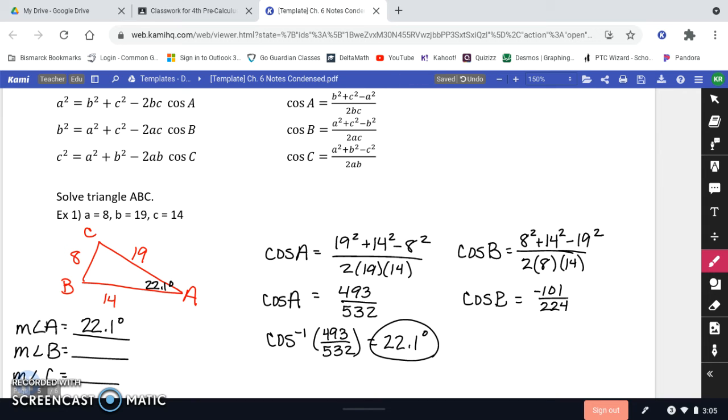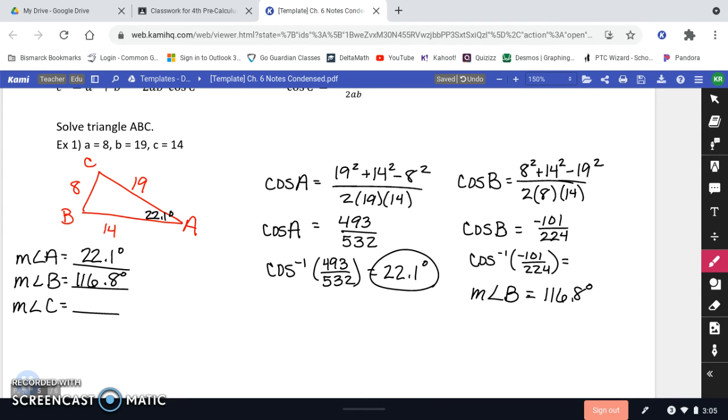Now you might think that it's odd that we get a negative value here, but remember that cosine is negative in the second quadrant. So this one is actually going to be an obtuse angle. And this gives us angle B is 116.8 degrees. Okay, and then we can just subtract from 180 and that leaves us 41.1 degrees to be angle C.